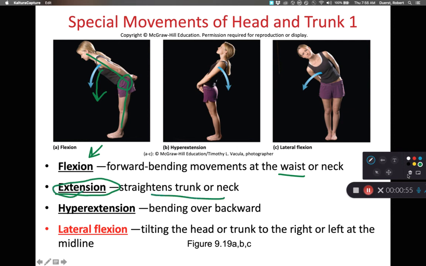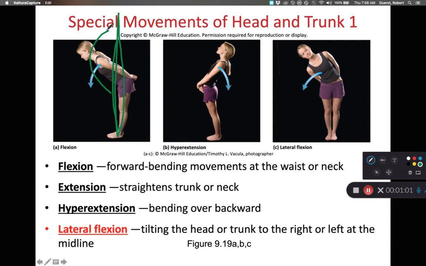Let me clear the screen here. If we go back to standing straight up and down, that's extension. And if we pass beyond standing straight up and down, so now we've gone beyond, we're leaning backwards, that is going to be hyperextension of the neck and or trunk.